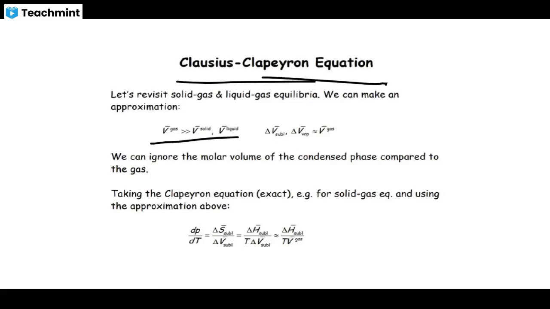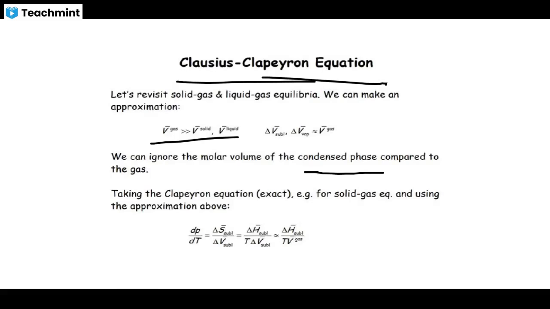The volume of gas is much higher than that of the solid and liquid. So ΔV sublimation and ΔV vaporization are approximately V gas. We can ignore the molar volume of the condensed phase compared to the gas. The condensed phases are liquids and solids. So, taking the Clapeyron equation.